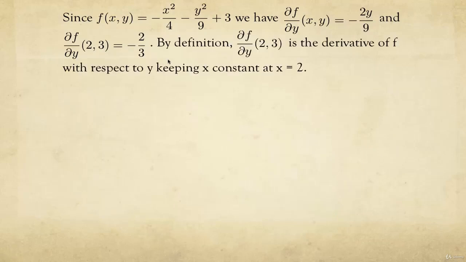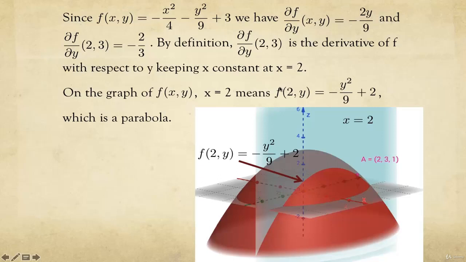By definition, the partial of f with respect to y means that you find the derivative of f, again the slope of the tangent line, with respect to y by keeping x constant. We're keeping x constant at the value 2. So let's look at a picture of this. On the graph of f(x, y), if we're treating x as a constant, then it means x is always 2.